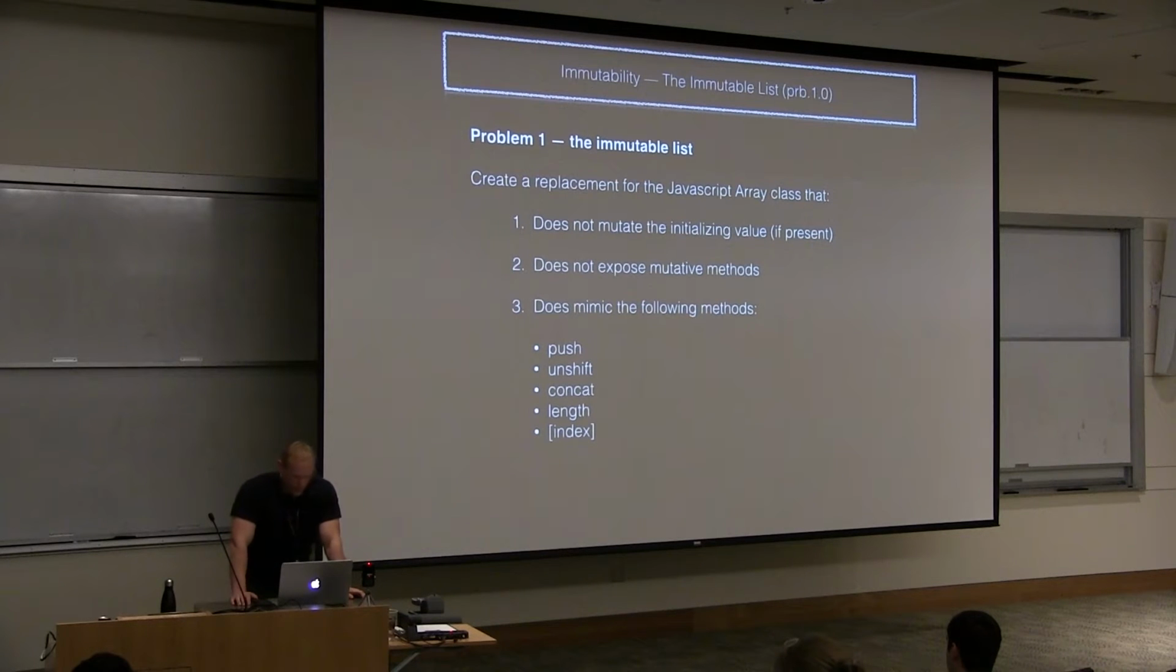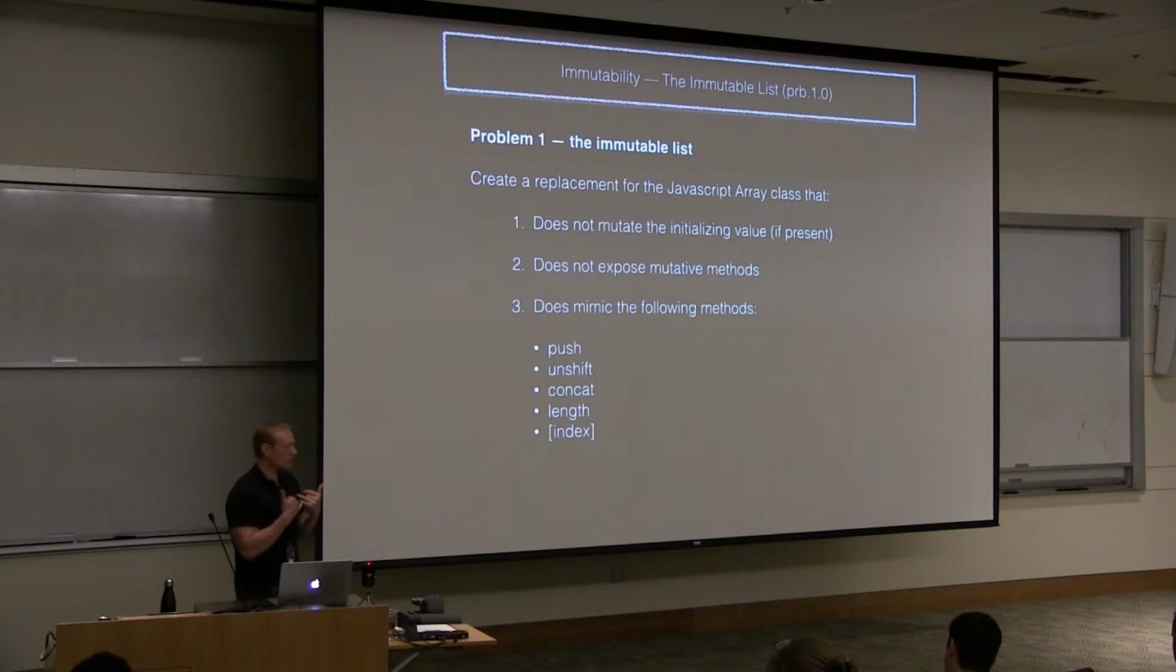Create a replacement for the JavaScript array class that does not mutate the initializing value, if present. So you're going to pass something into it, presumably. You may want to pass in an array, for instance, to create this thing. You want to ensure that we do not expose mutative methods. So you're going to give us a couple of methods on there that make this thing useful. And those methods are going to be push, so you can stick stuff into it, and unshift, which is we're actually going to put something on the opposite side of it. So push inserts something at the front of the record set, and unshift is going to stick something at the end.